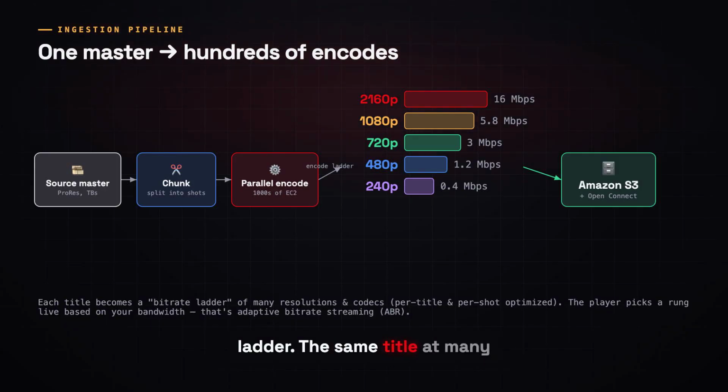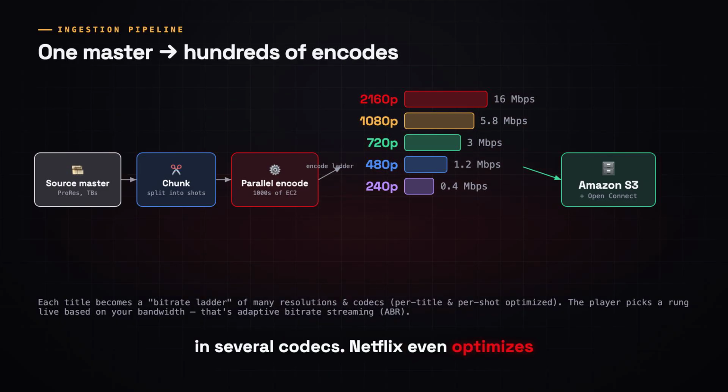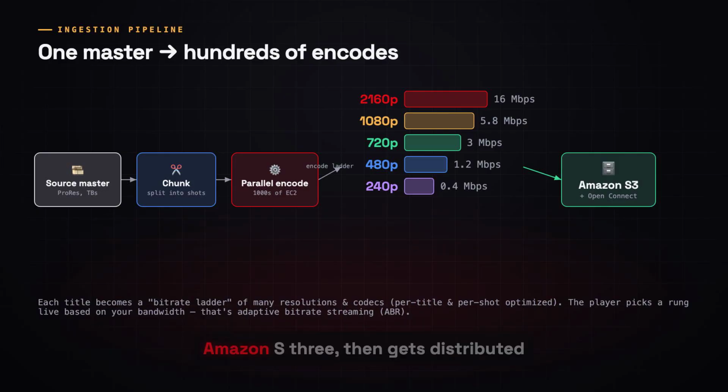The same title at many resolutions and bitrates, from crisp 4K down to a tiny stream for a weak mobile signal, each in several codecs. Netflix even optimizes the encoding per title and per shot. All of it lands in Amazon S3, then gets distributed out to the OpenConnect appliances.